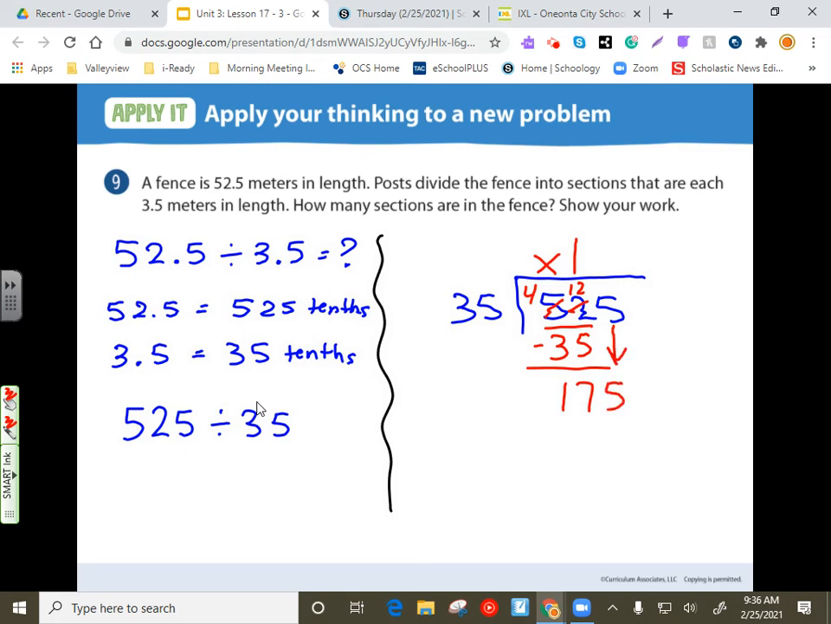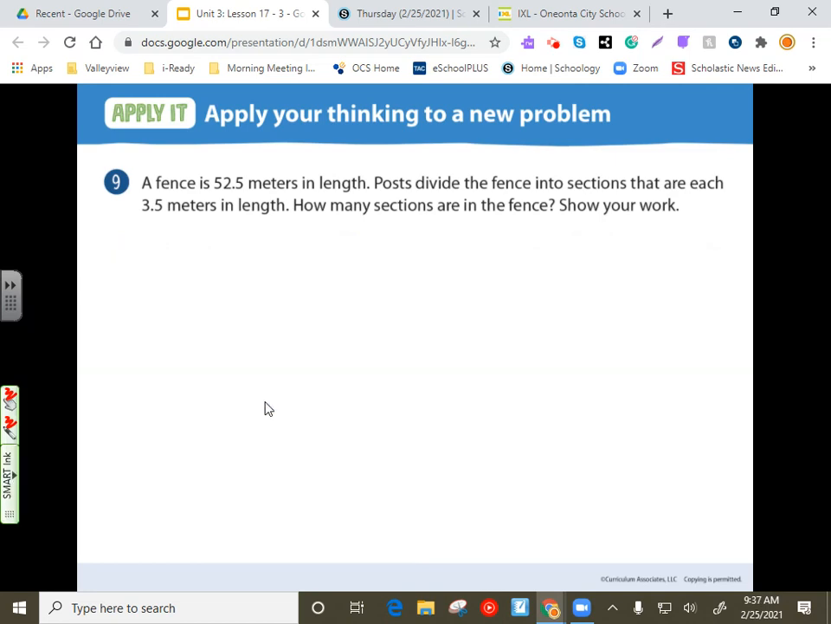And this is where we have to do a guess and check and use some logic. To save time, I know 5 times 3 is 15, so I'm going to try that. And lo and behold, that gives me 175. So I got 5 here. And there we go. So our answer is how many sections? 15 sections. So again, you could take your decimals, change them to whole numbers, and just do your traditional division. Last one.